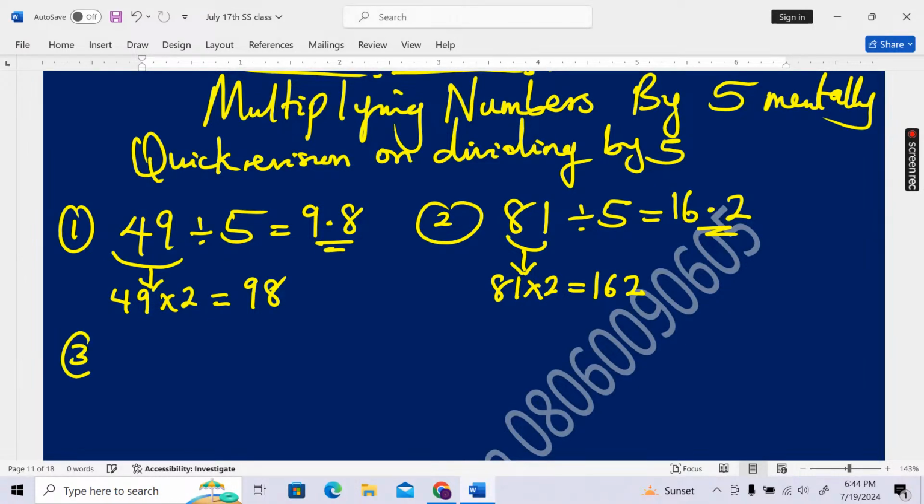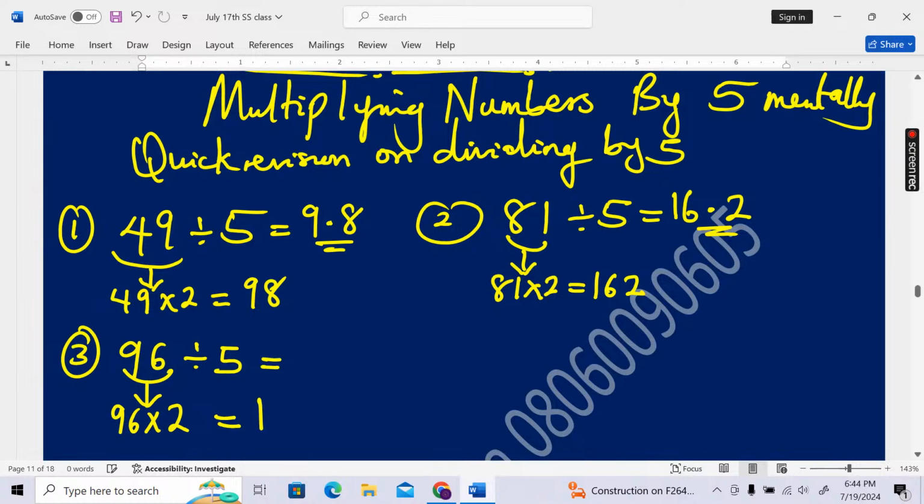Now look at another one. Don't forget that we are revising dividing by 5. What is 96 divided by 5? Double 96. That means 96 times 2, and 96 times 2 will give us 192. Introduce the decimal point before the last digit. That is 19.2. 96 divided by 5 is equal to 19.2.